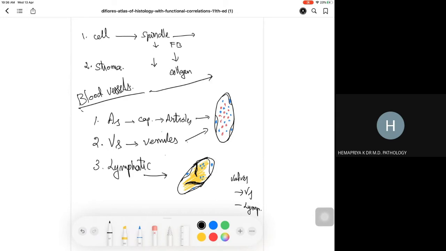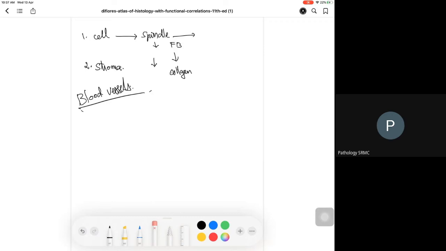Before that, I should have told you there are three layers in the blood vessels: intima, media, and adventitia. Intima is made up of endothelial cells and some subendothelial tissue. Media is made up of mainly smooth muscle, and adventitia is made up of connective tissue. And depending upon the amount of smooth muscle and the presence of elastic fibers, we can differentiate arteries and veins.